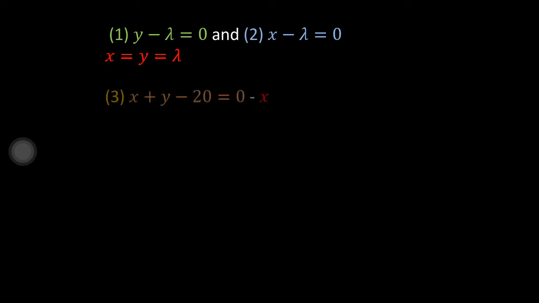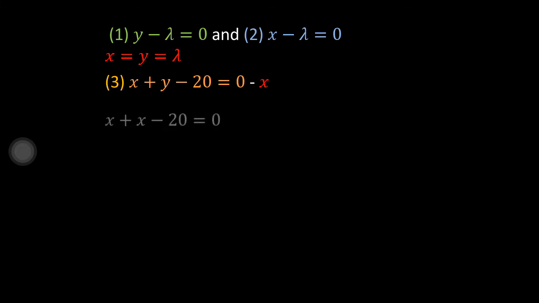So from equations 1 and 2, it follows that x is equal to y is equal to lambda, because y minus lambda is equal to 0 can be equivalent to y is equal to lambda, as well as x minus lambda is equal to 0 magiging x is equal to lambda siya. So substitute natin yung x sa y in equation 3. Yung equation 3 natin is x plus y minus 20 is equal to 0, magiging x plus x minus 20 is equal to 0 na siya.